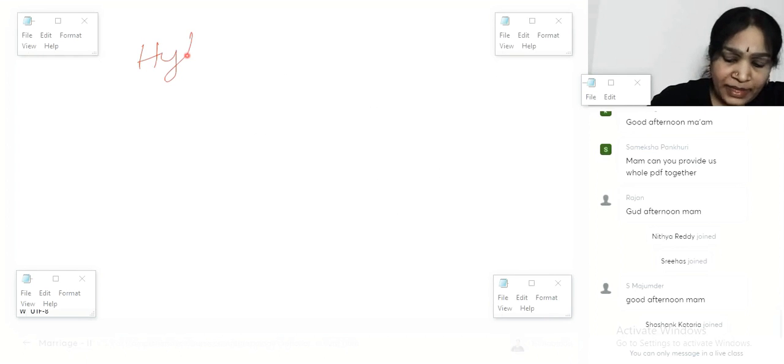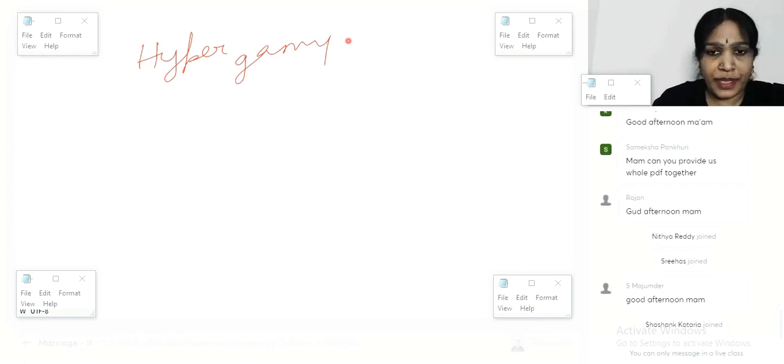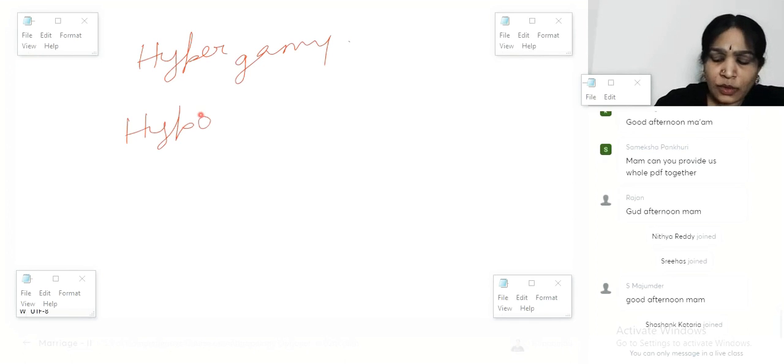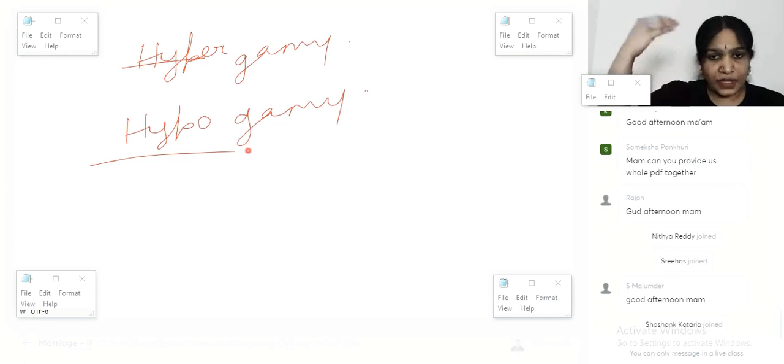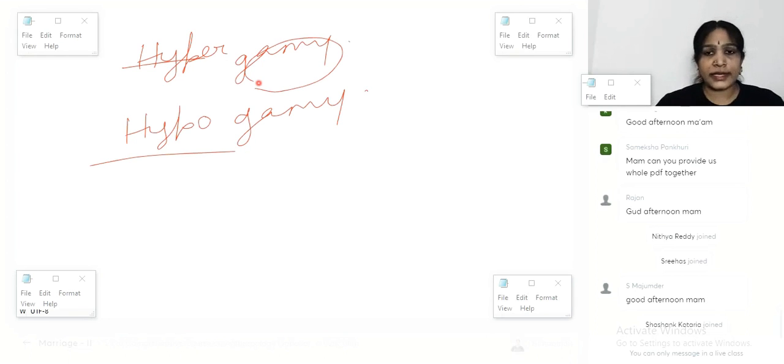Now, hypergamy. We are seeing the classification based on social status, the types of marriage based on social status. Hypergamy, hypogamy. You don't know the marriage concept? No problem, no anthropology background, but you know hypo, right? Hyper means greater, superior. Hypo means lesser, inferior. Gamy means fusion, in this context marriage. So if anybody marries a person from a higher status, it is called hypergamy. Hypergamy means marrying from a higher status. Hypogamy means marrying a person from a lower status. That is called hypogamy.